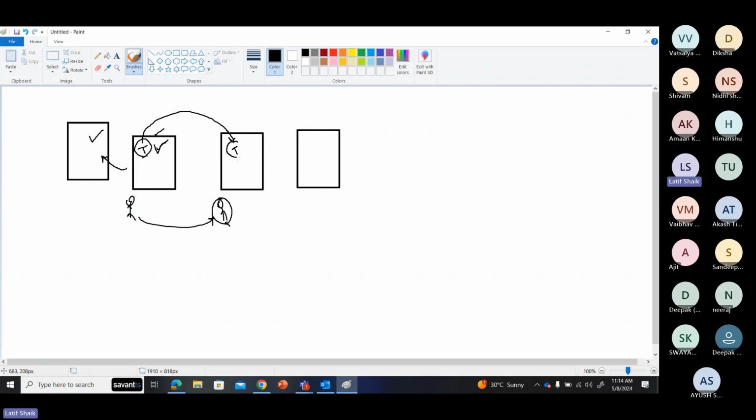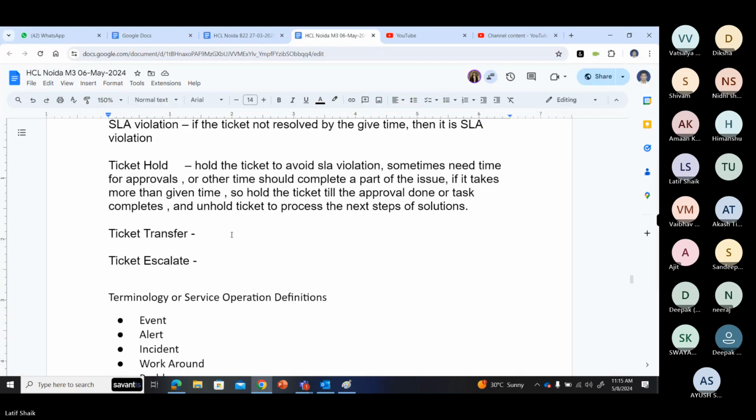So this member is now responsible for handling the ticket. We have to make sure that this person is available and able to handle the ticket. Then we can transfer it, and we have to note down that I'm transferring this ticket to this particular person for so and so reason. Okay. Do you understand, guys, what ticket transferring is?